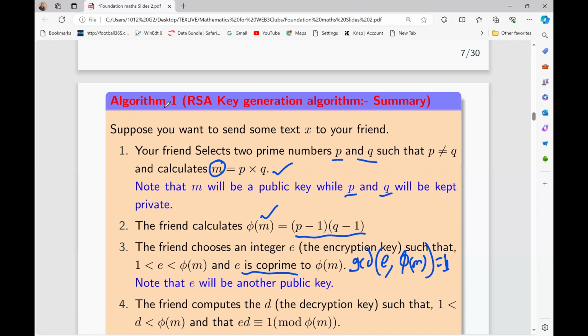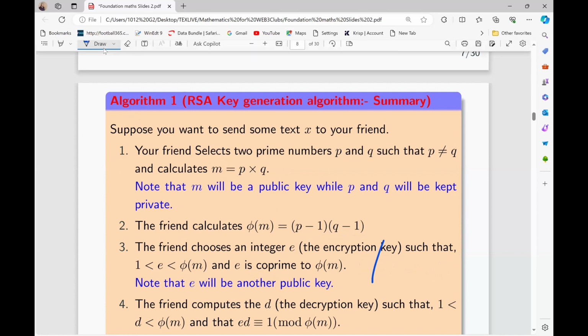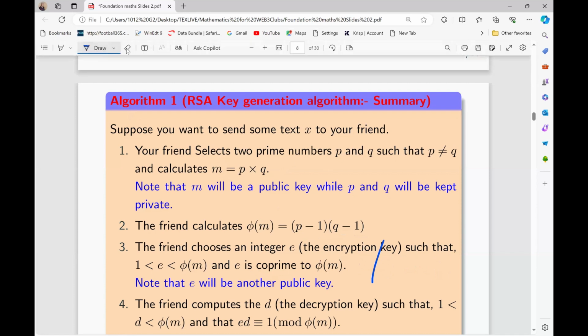Now, after choosing that number, what follows is a calculation. Your friend finds the inverse of E, and that inverse of E, we call it D. So that will be a private key. He will not display it, he will not let anyone know what it is. Just a minute, let me scroll up a bit.